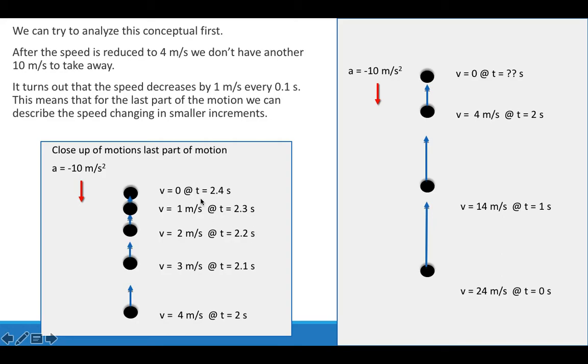Now what you should realize here is that the time it takes to get to the top is 2.4 seconds. Look at our number for our velocity here: it's 24. If I take 24 and divide it by 10, I get the time it takes to get to the top. Conceptually, we can also understand this because the acceleration is causing the velocity to decrease by 10 meters per second every second. So the time to reach the top is 2.4 seconds.